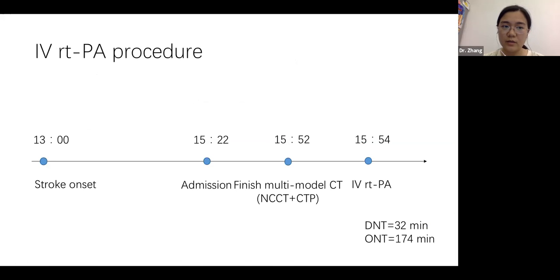And then we provided intravenous rtPA. For this patient, the stroke onset was at about 13 o'clock, and he arrived at our center at about 15:22. Then 30 minutes later, we finished the multimodal CT, and then at 15:54, we provided intravenous rtPA. So the DNT is about 32 minutes and the ONT is 174 minutes. For this patient, the speed is fast enough, I think.